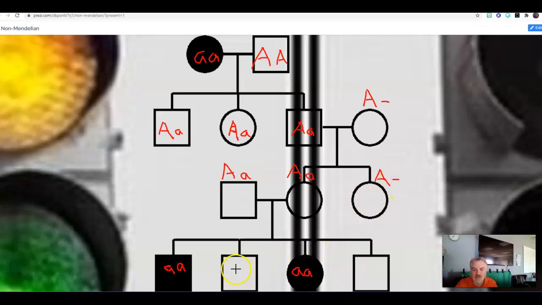Now, these 2 boys here, we know they have a big A because they don't have the disorder. And again, they could have received a little a from one of their parents, or they could have received a big A. But until they have children of their own, I'm going to give them a big A dash because I really don't know what that other letter is. So that's a little bit about pedigrees.